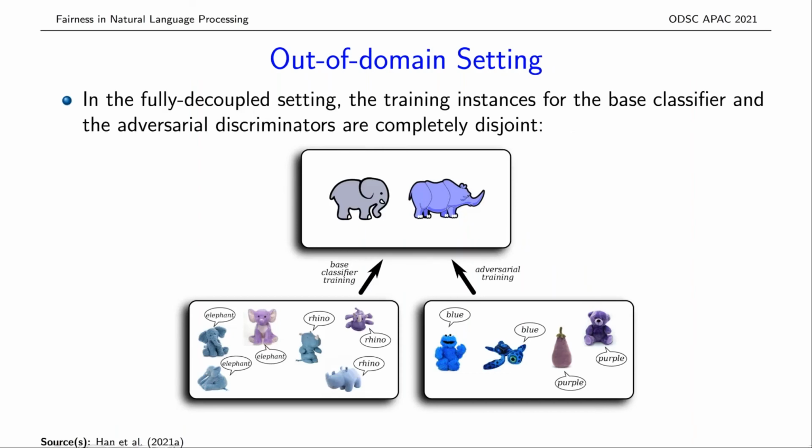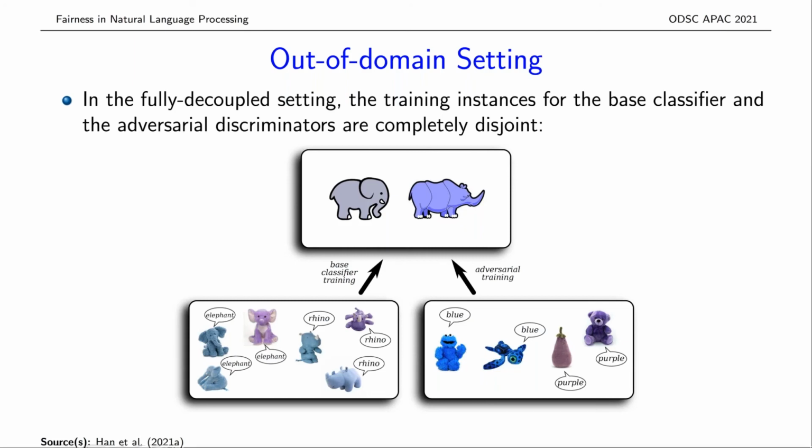Just to confirm, the idea here is we've got labels in terms of elephants and rhinos, to use our toy example again, but in terms of our protected attributes, we don't have any elephants or rhinos at all. We have whatever odd assortment of soft toys. We don't even know what they are in terms of the animal type. All we know is color.